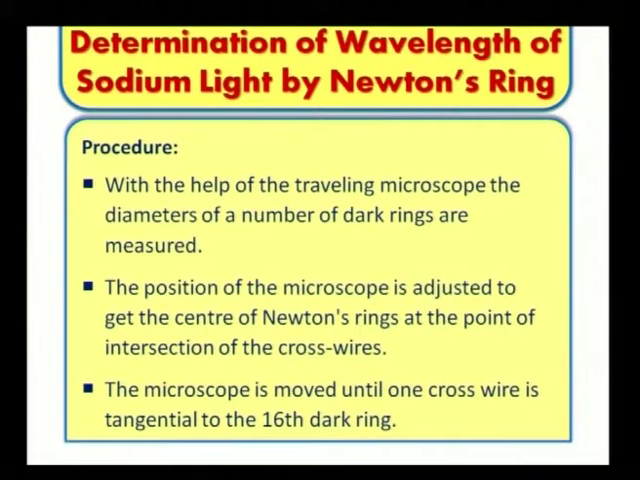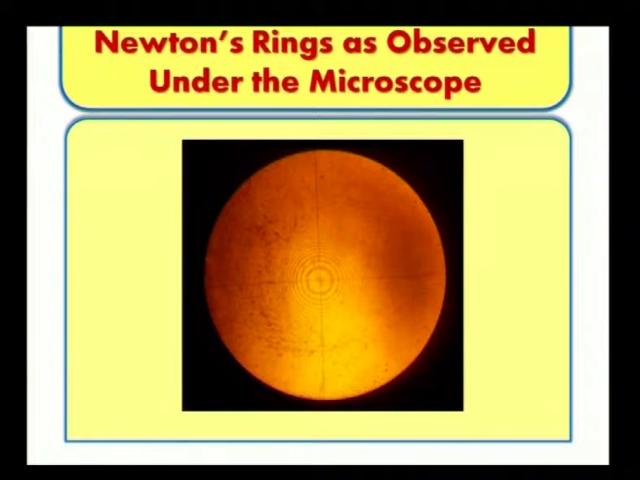With the help of the travelling microscope, the diameters of a number of dark rings are measured. You take a look at the ring pattern, you go to the extreme left. Say for instance, you start with the 18th ring on the left side. Whenever you are using a travelling microscope, you are not supposed to go back and forth. That means you should have only unidirectional motion, right? You start from left and go to the right. Don't go from left to right and then back to left. So, you should have only unidirectional motion in order to avoid error.